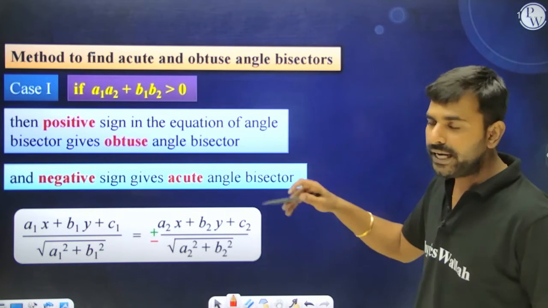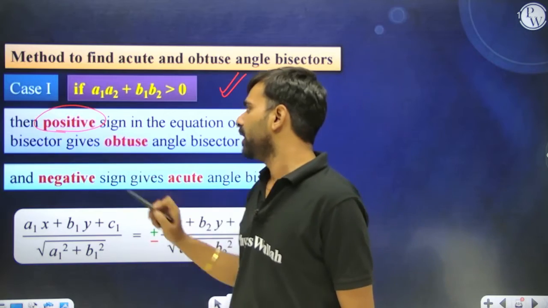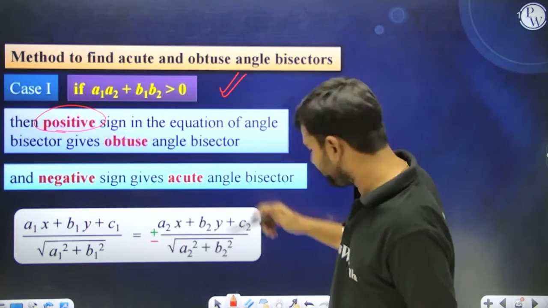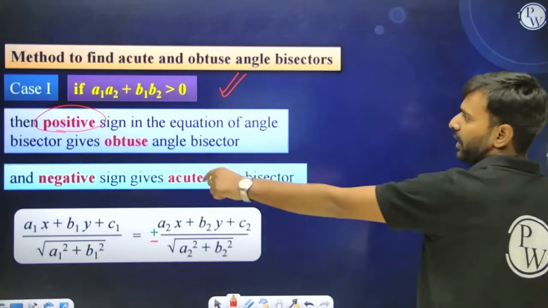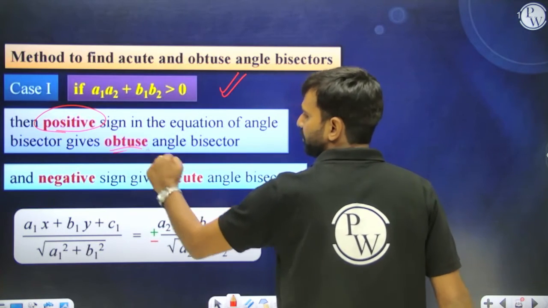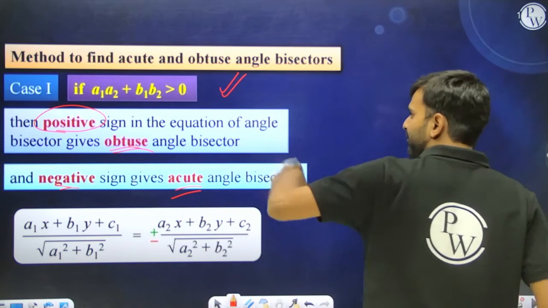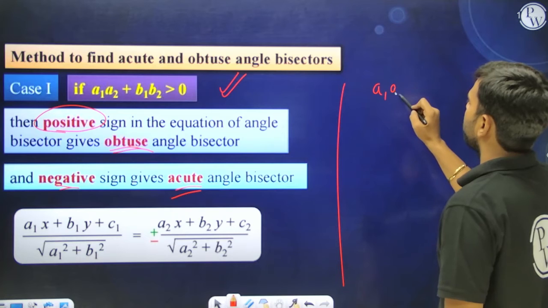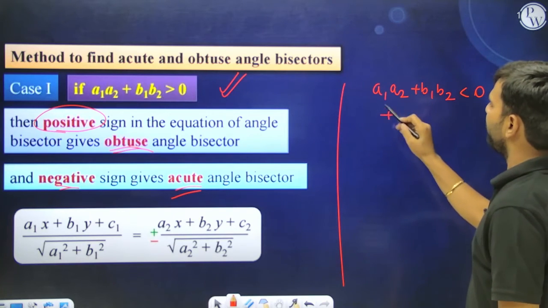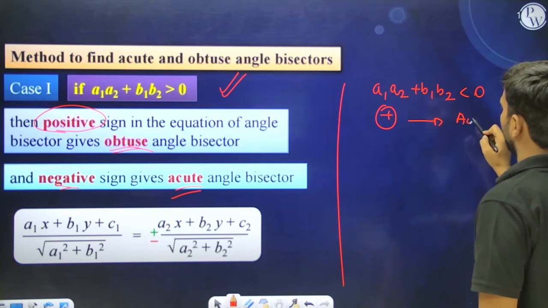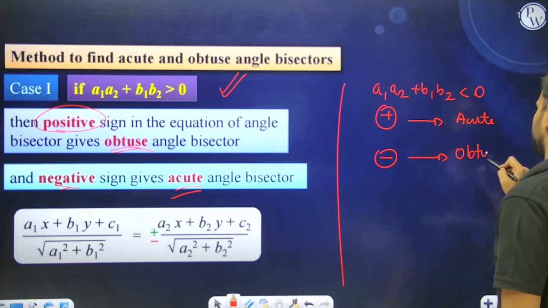Now understand, if a1 a2 plus b1 b2 comes out to be positive, then taking the plus sign is going to give us the obtuse angle bisector. If we take the negative sign, we will get the acute angle bisector. If a1 a2 plus b1 b2 comes out to be negative, then if we take the plus sign, we get the acute angle bisector, and if we take the minus sign, we get the obtuse angle bisector.